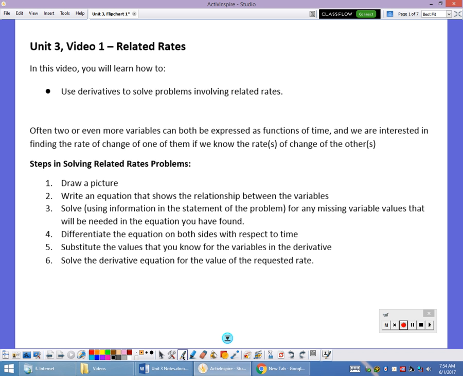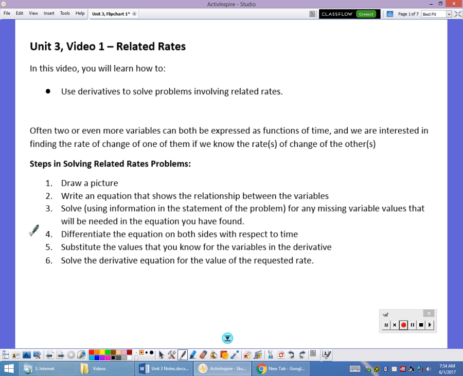In these problems you want to draw yourself a good picture. You want to write an equation relating the variables: Pythagorean theorem, geometry equations. You don't have to memorize any of the geometry equations. I'll give you all of those, so will the AP exam. Solve for any missing variables that you can. Differentiate with respect to time.